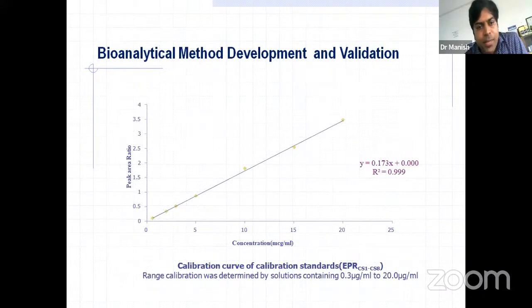So calibration: once calibration standards have been injected into the HPLC system, it gives peak area, and the peak area ratio is taken on the y-axis, and on the x-axis we are going to take concentration, and we need to construct a calibration curve. Calibration parameters like slope, y-intercept, and R-square value should be mentioned in the graph.